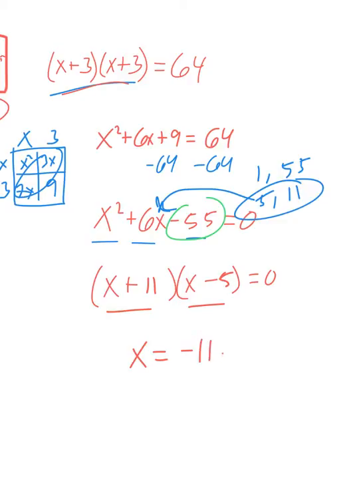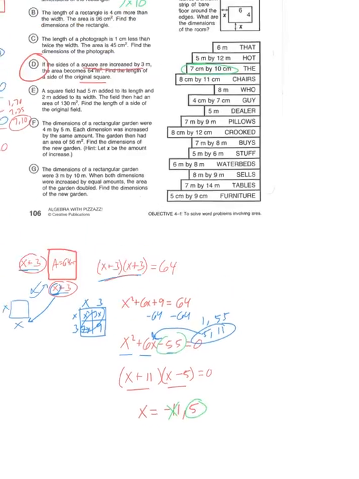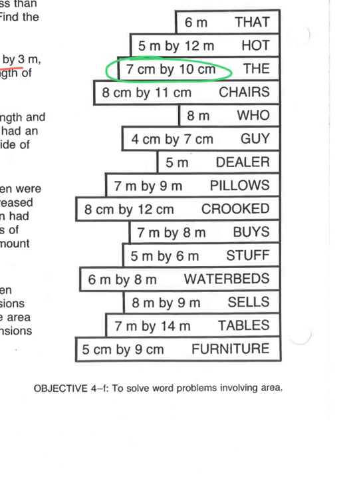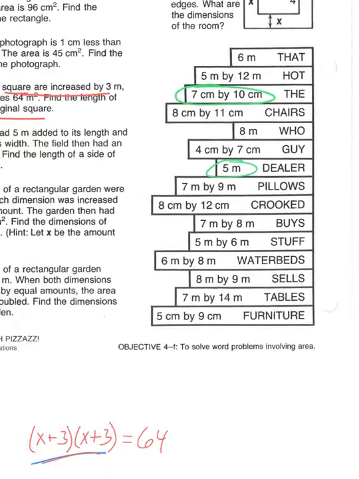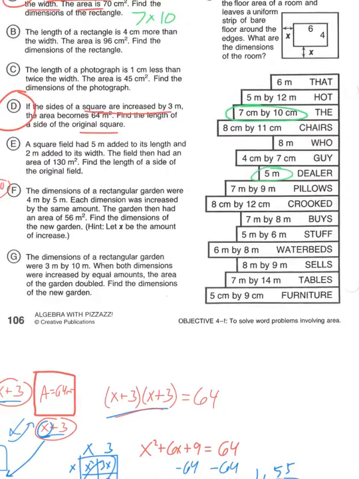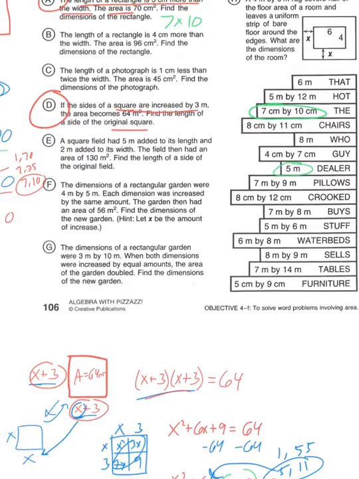And so my solutions are negative 11 and positive 5. Negative 11 can't be the dimension for the square, so 5 must have been the dimension for the original square. And when I go up there and look for 5, yep, there it is, 5. That was the original side length of the square, which is what they were asking us. So yes, 5 is the answer.